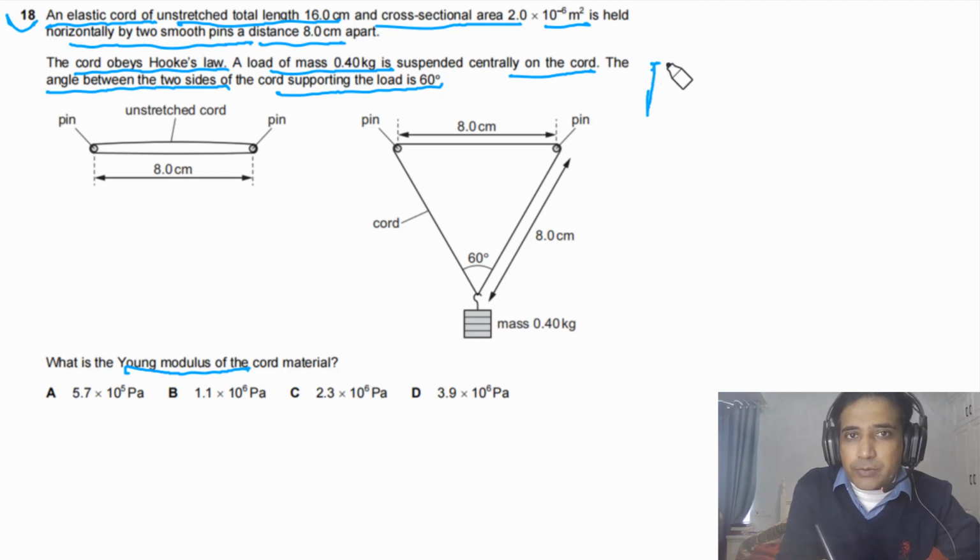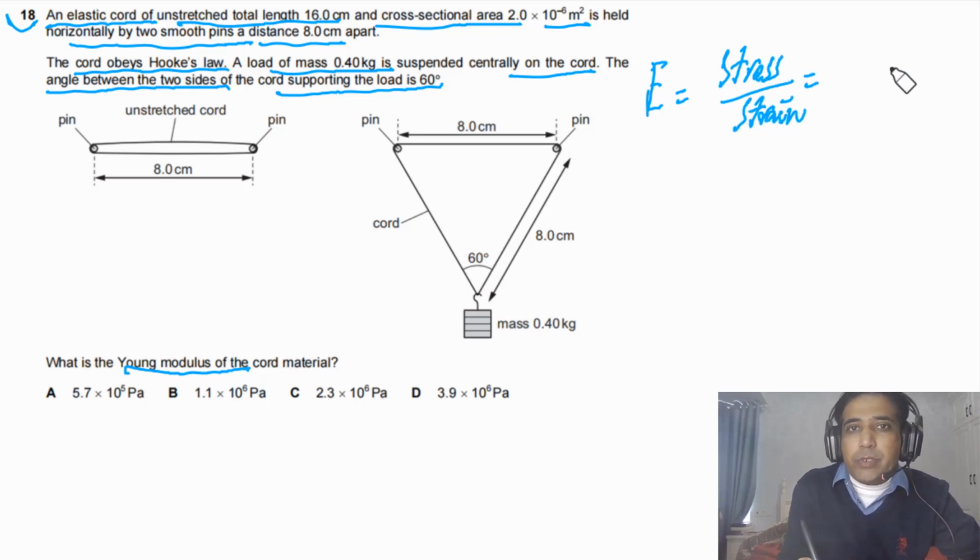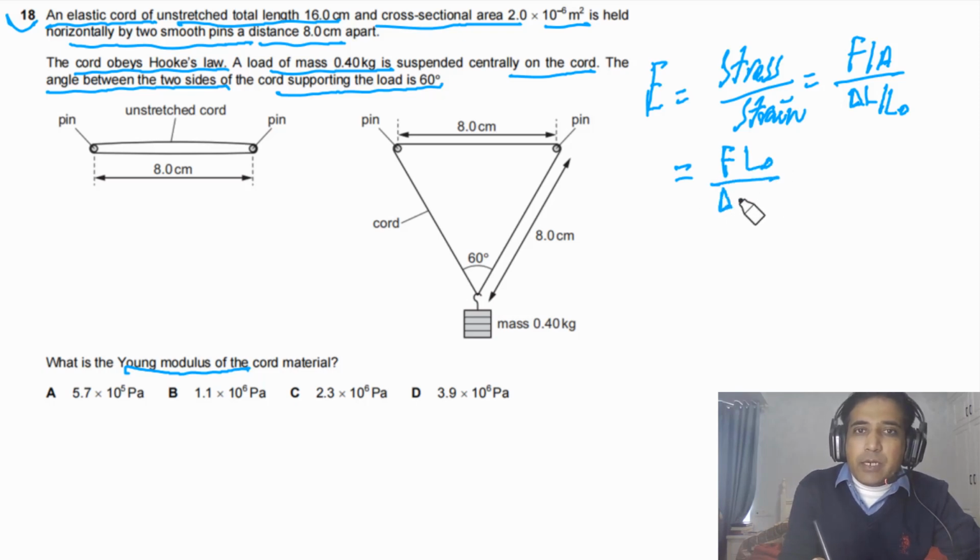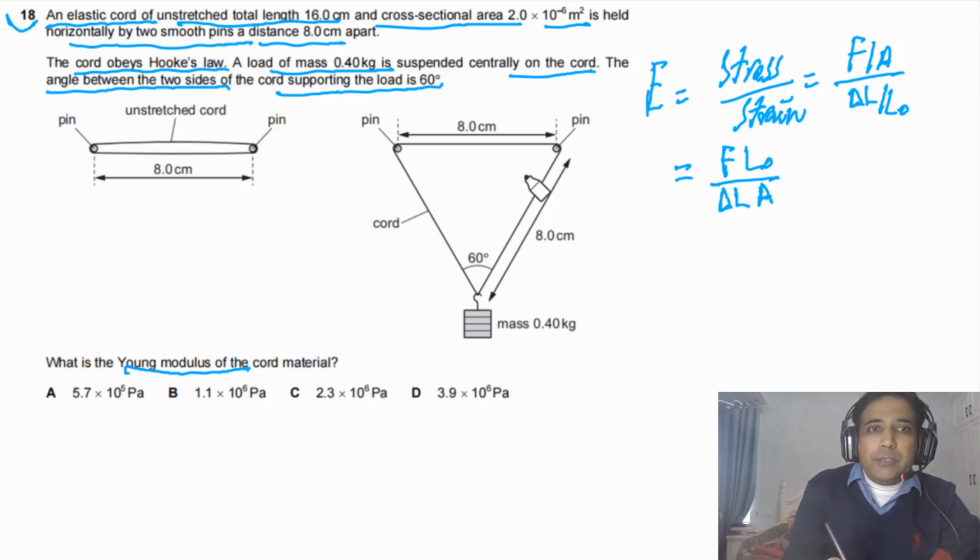And so simply we can write here Young's modulus. This is equal to stress over strain. So simply we can say stress over strain. And stress is F over A divided by delta L by L naught. If we rearrange this one, we will get F times L naught divided by delta L times A. For this question, we have value of L naught, original length of the string is given to us. A is given to us. So this is the cross-sectional area we have here.